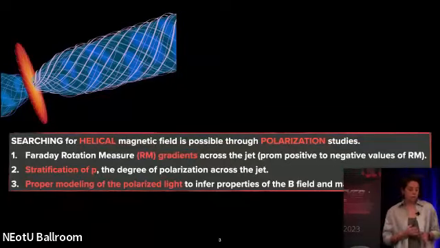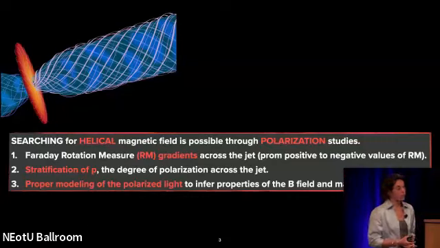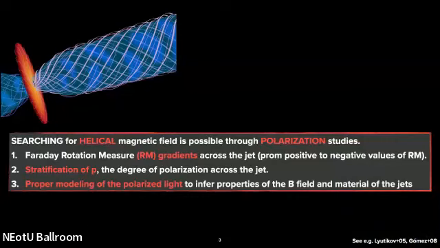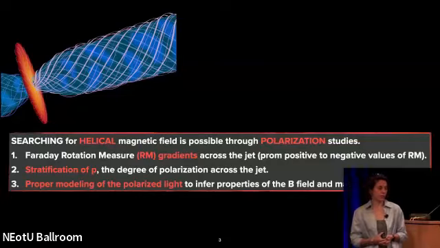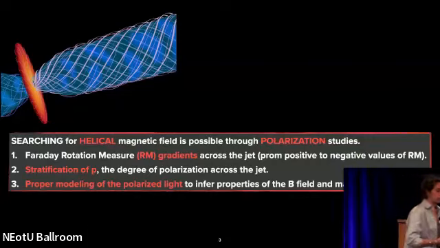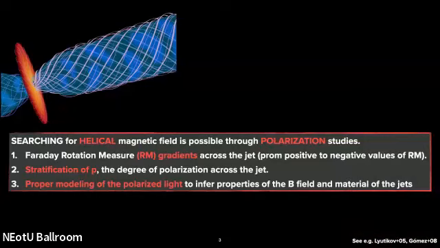I don't want to make a long introduction, but just to say that searching for helical magnetic field is a key ingredient for the formation and launching of jets in astrophysical objects. And searching for helical magnetic field is possible using polarization. Why? Using these, let's say, three key points.